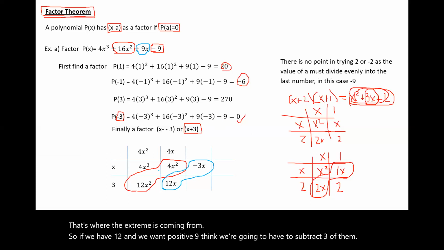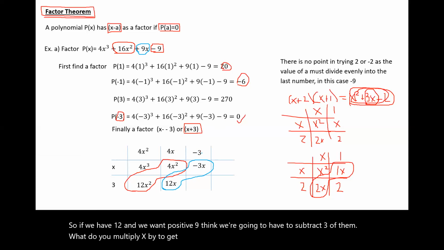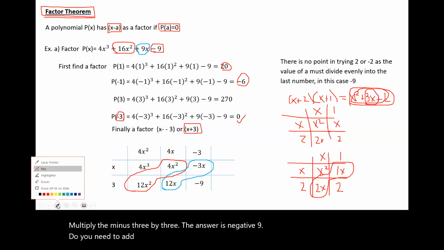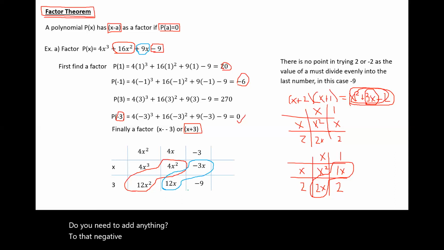What do you multiply x by to get minus 3x? The answer is minus 3. Multiply the minus 3 by 3. The answer is negative 9. Do you need to add anything to that negative 9 to get the number?